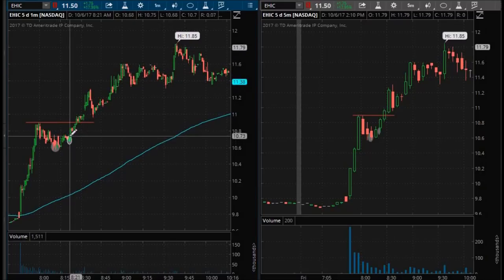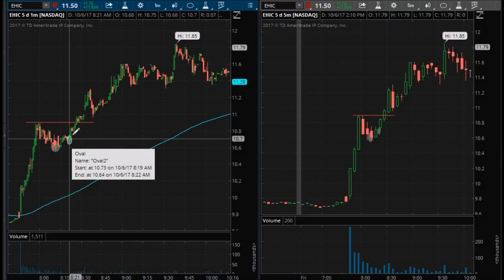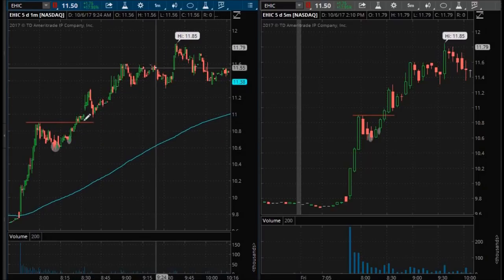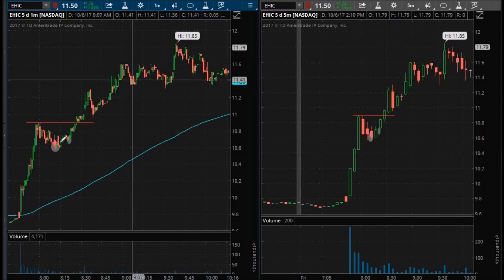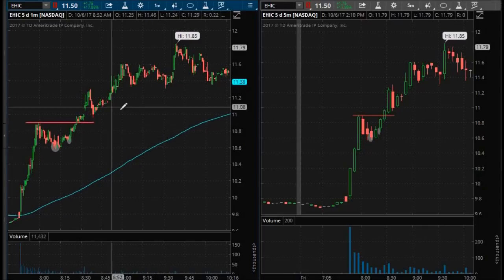So from where you got in at 10.70, you're already up $1 a share on this position, right? If you had 1,000 shares, you had a $10,000 position, that's $1,000 of profit right there. If you had 100 shares, right? On this position, that's $100 of profit, right?